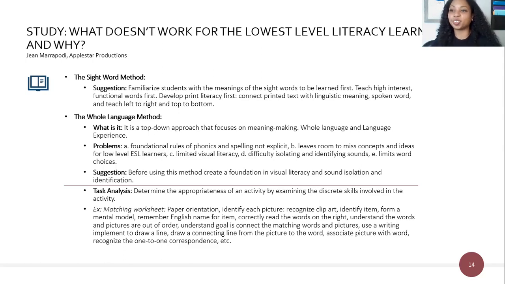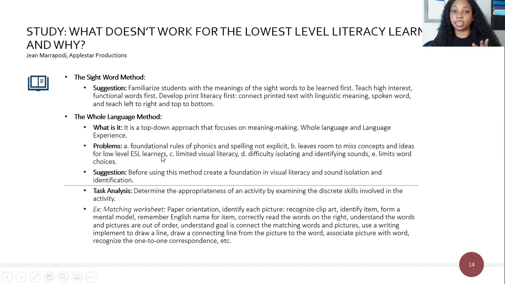And this print literacy is going to be super important. If print was not a part of the students' everyday lives before, they need to learn how to connect printed text with linguistic meaning and the spoken word. And then they need to know that in English, we have to read from left to right and from top to bottom.